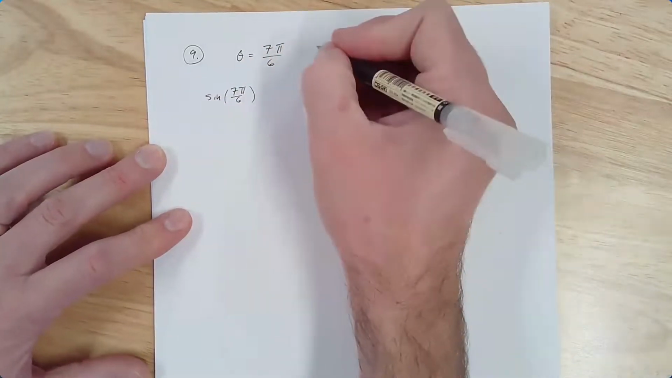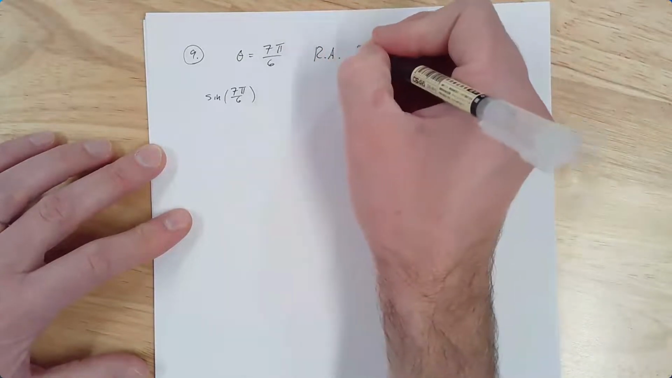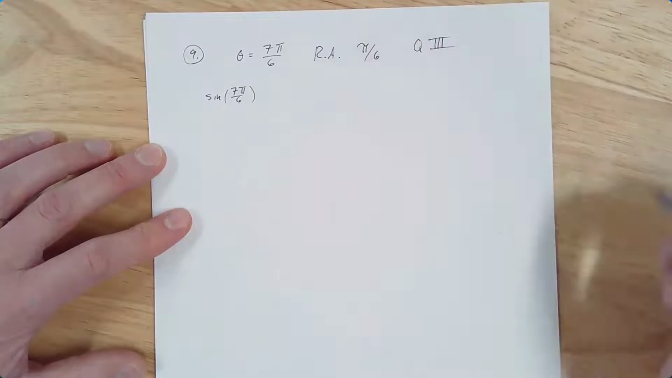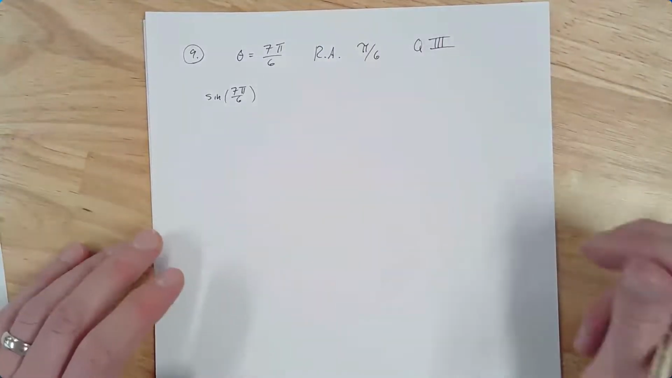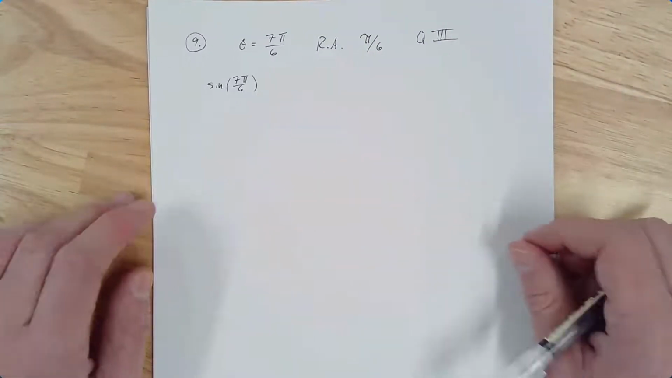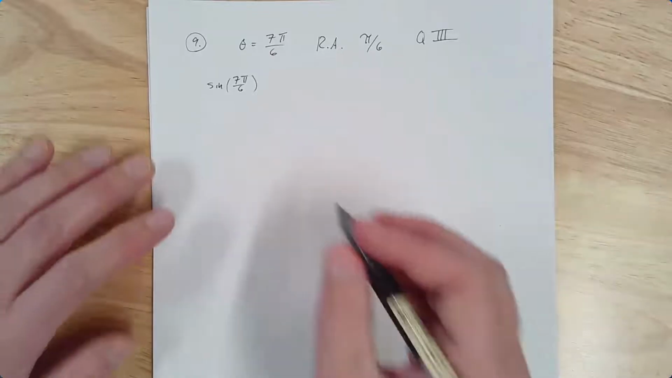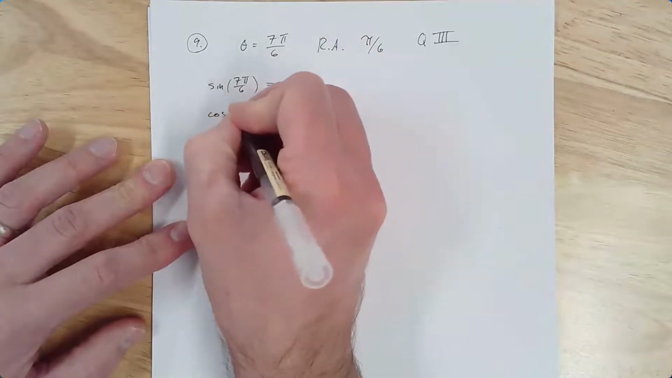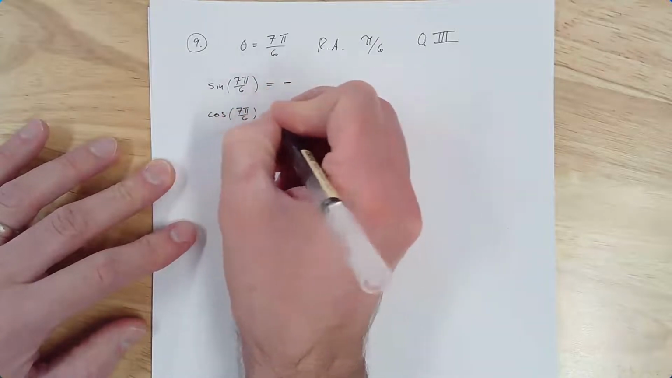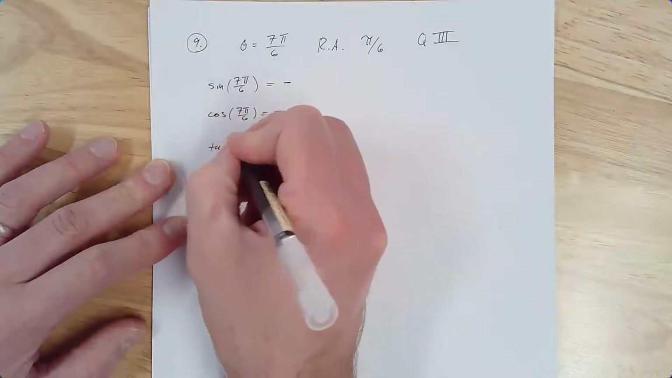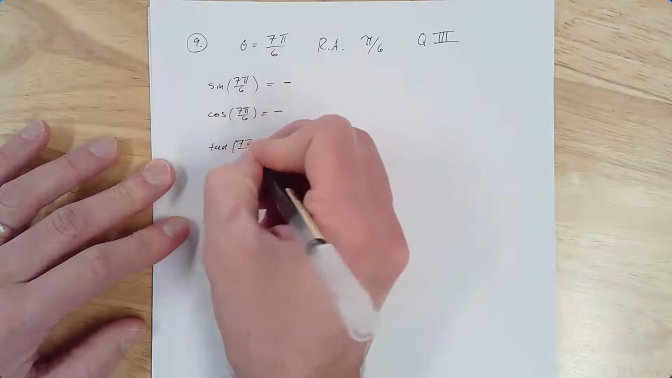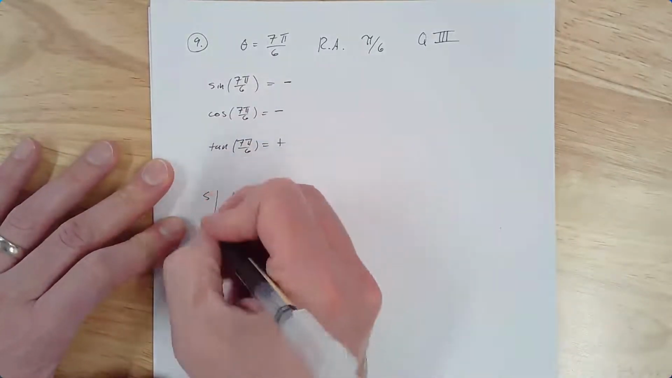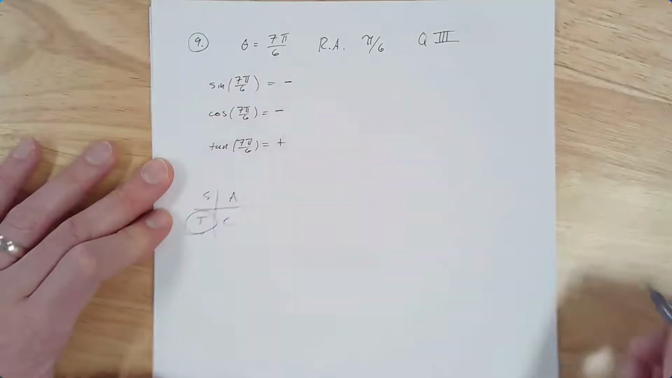So sine of 7 pi over 6. First of all, I really should say my reference angle is pi over 6. And my quadrant is quadrant 3. And I know it's quadrant 3 because 7 pi over 6 is just a tiny bit bigger than pi. So sine of 7 pi over 6 is going to be negative. Cosine of 7 pi over 6 is also going to be negative. And tangent of 7 pi over 6 is going to be positive, because we're in quadrant 3, where tangent is positive.